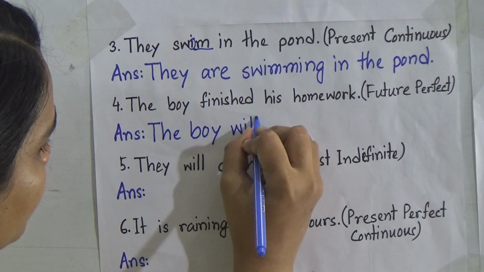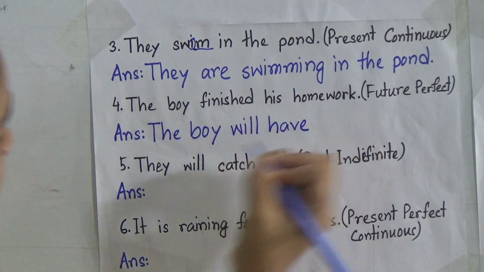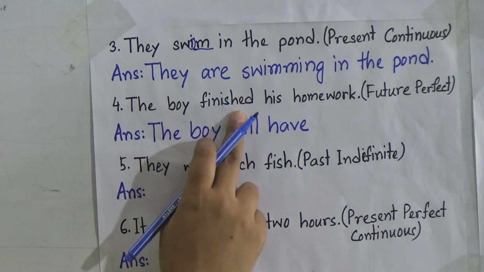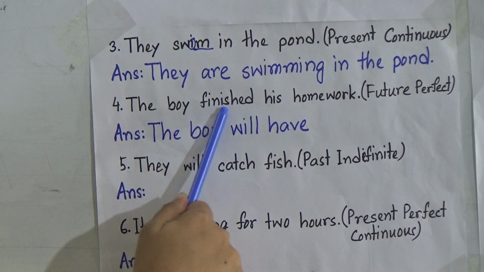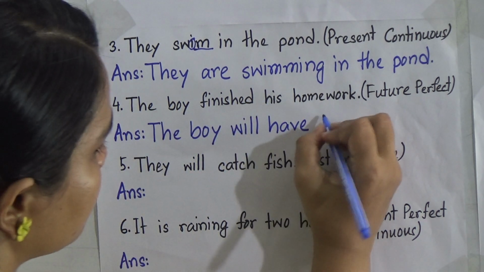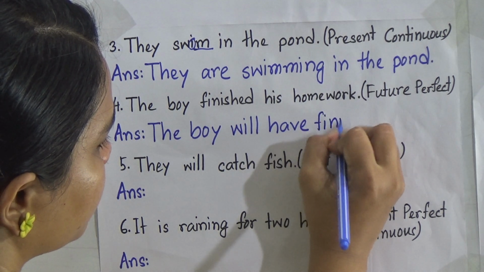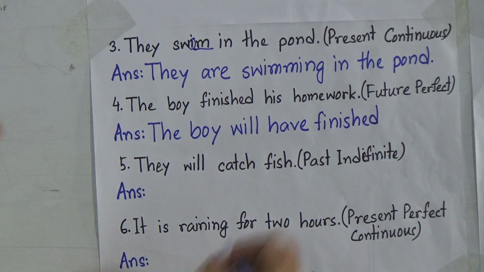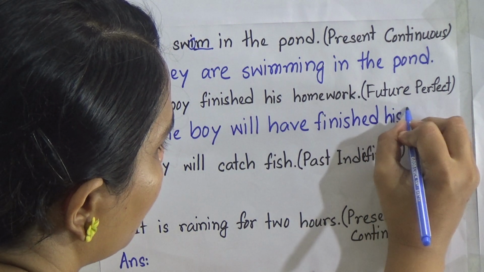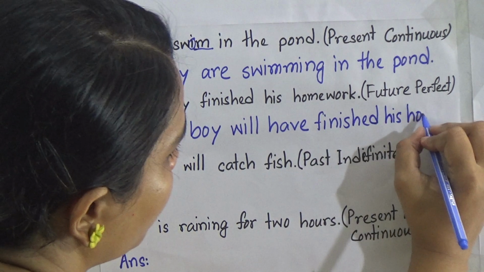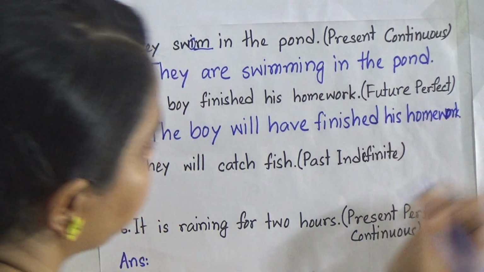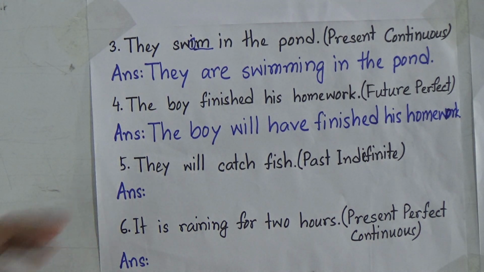The boy will have. Now the past participle form of the verb finished is the same. It will be finished here. So the boy will have finished his, now the rest of the sentence, his homework. So our sentence is the boy will have finished his homework.